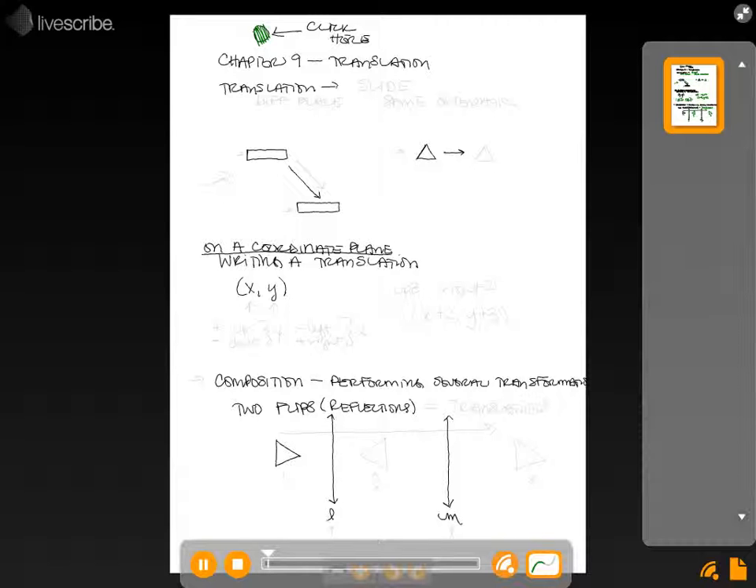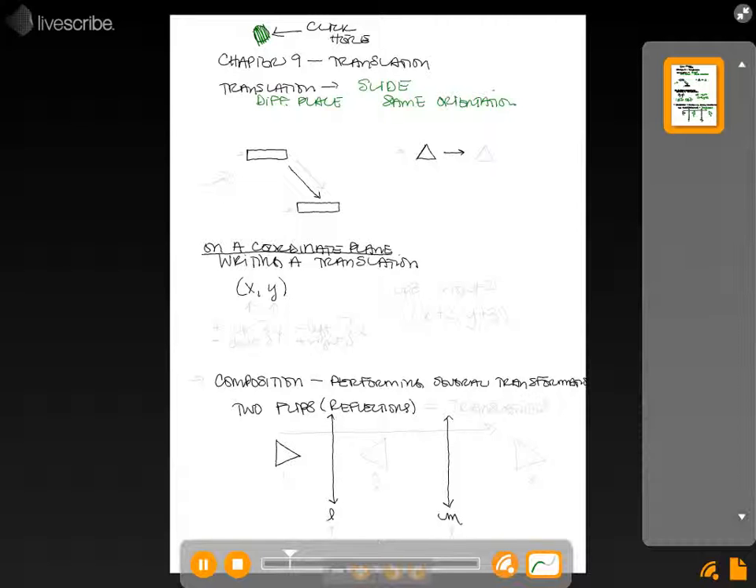Alright, this video is from Chapter 9 on transformations, and in this video we're going to focus on translations. Now what a translation is, is a slide. I'm shifting a figure to the left, to the right, up and down, so that it's in a different place. It's going to have the same orientation, but it's just going to be in a different spot.